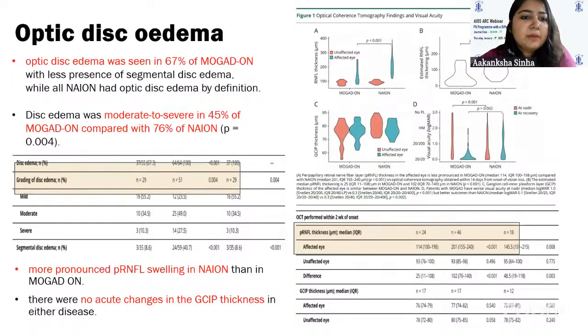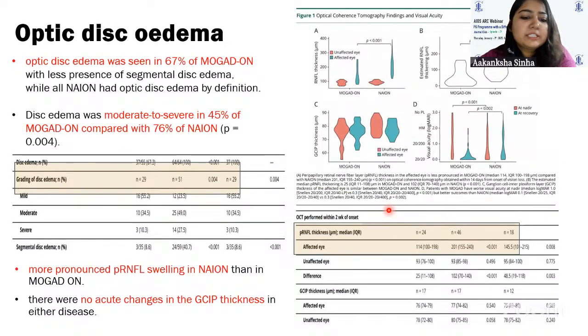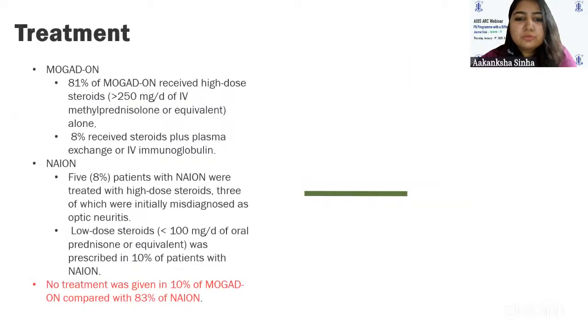Moving to disc edema. Disc edema was present in all cases of NAION as it is by definition, but optic disc edema was present in 67% of cases in the MOGAD group. The disc edema was more severe in the NAION group, as the peripapillary RNFL thickening was more seen in NAION, with more severity in NAION, and no acute changes have been seen in GCIP. This chart shows the same.